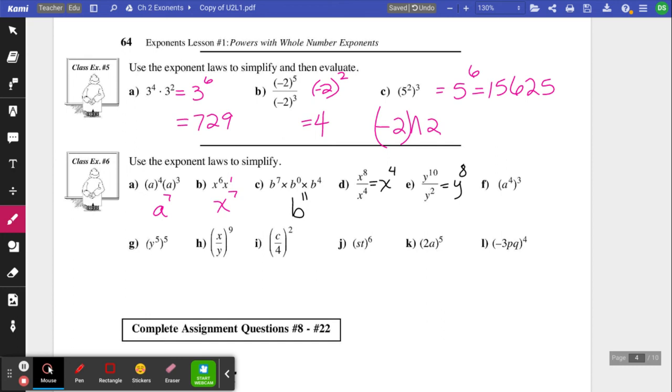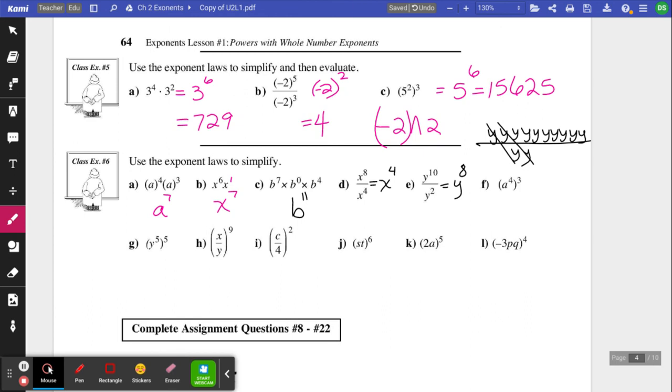Can you guys imagine Y, hold 10 of them on the top? And then on the bottom, imagine Y. Okay, I have to do it. Let's pretend that's 10. And I would have YY on the bottom, correct? Then this would become a 1, and this one would become a 1. And I would have Y to the 8 left on the top.